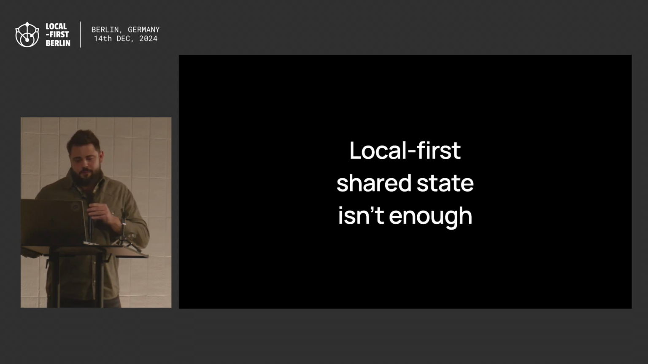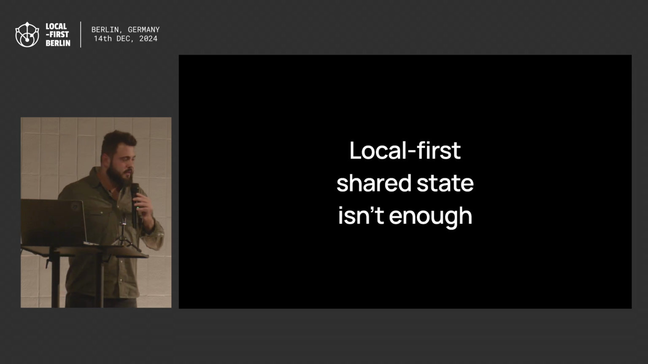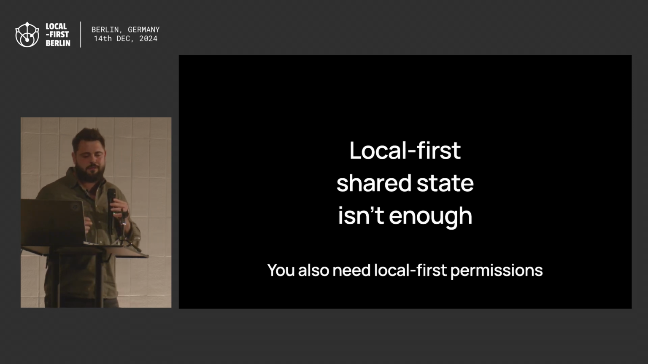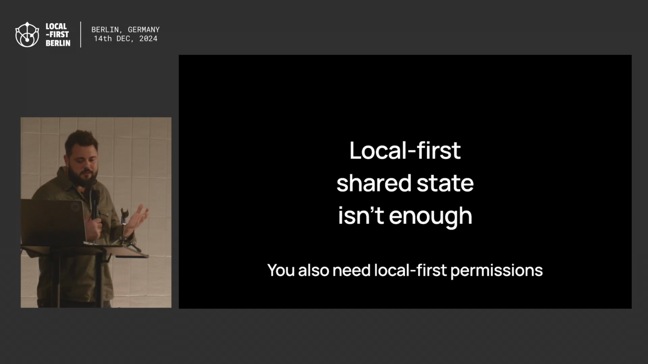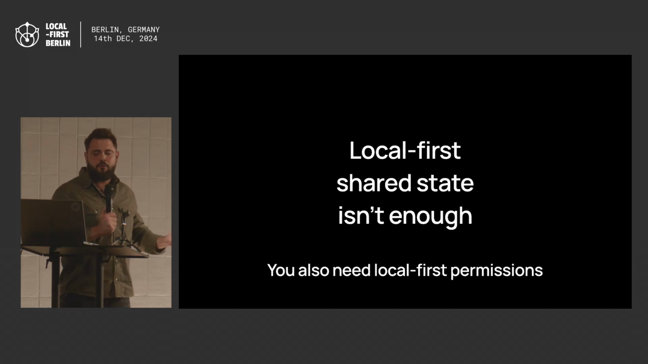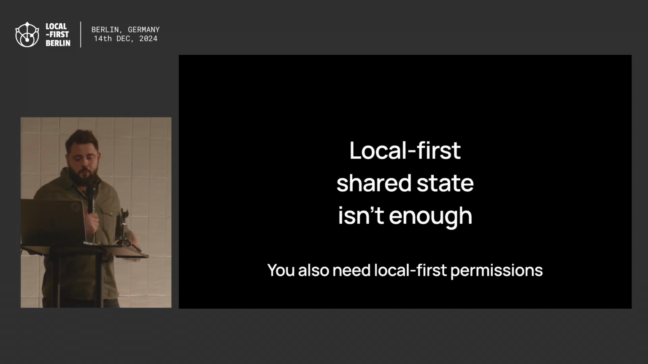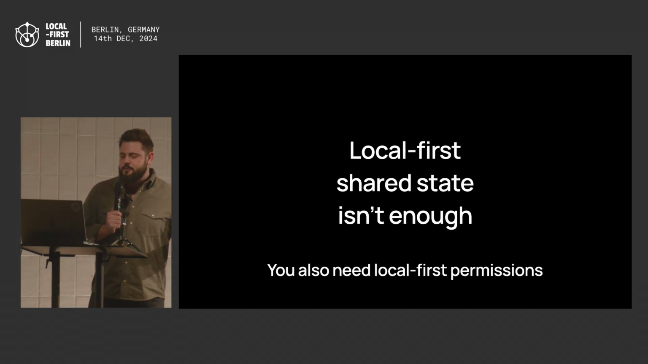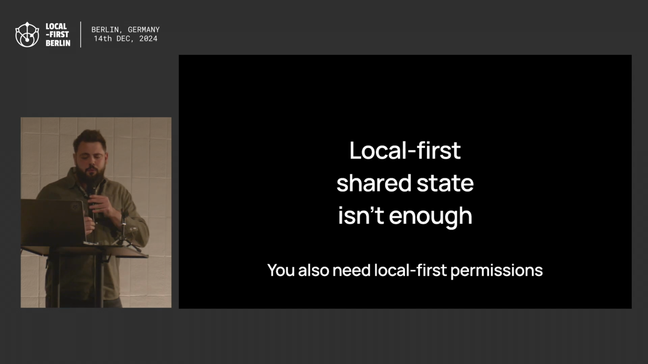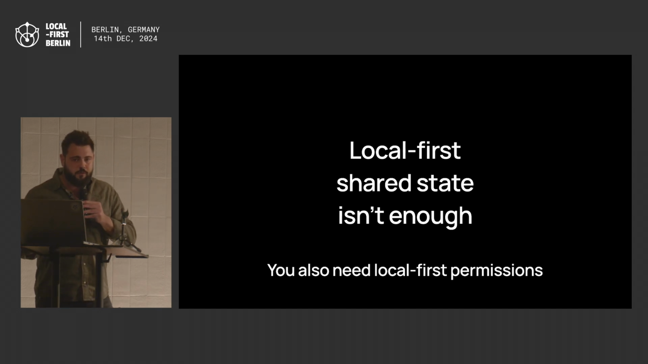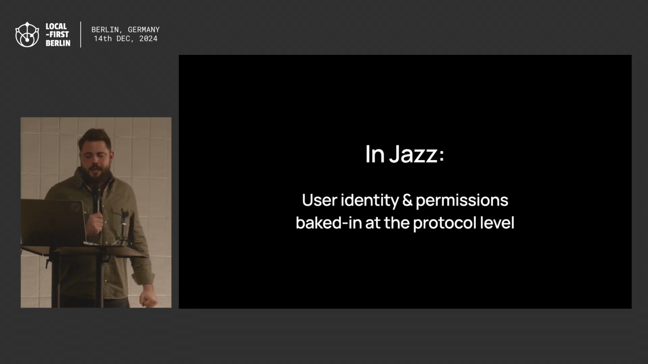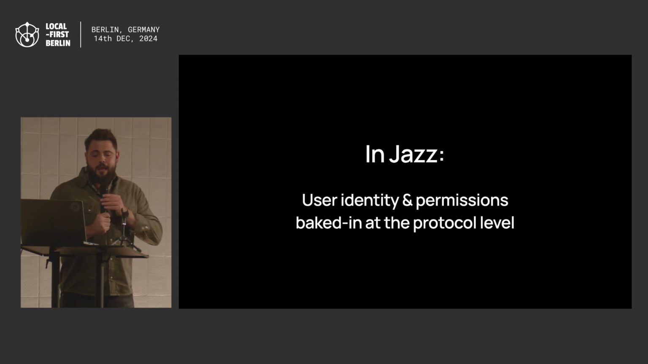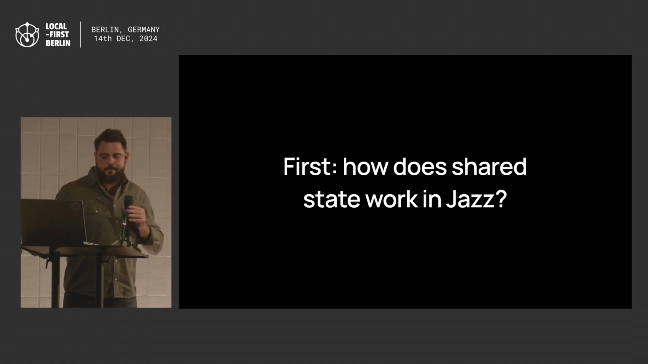But we realized that just having shared state isn't enough. You also need permissions that are as local-first as the shared state itself. Otherwise, you can't make full use of these nice properties. And most importantly, implementing user accounts, permissions, and auth will be quite tricky and something you would need to do by yourself. This is why, in Jazz, user identity and permissions are baked into CoValues at the protocol level. And I'd like to show you in detail how that works.